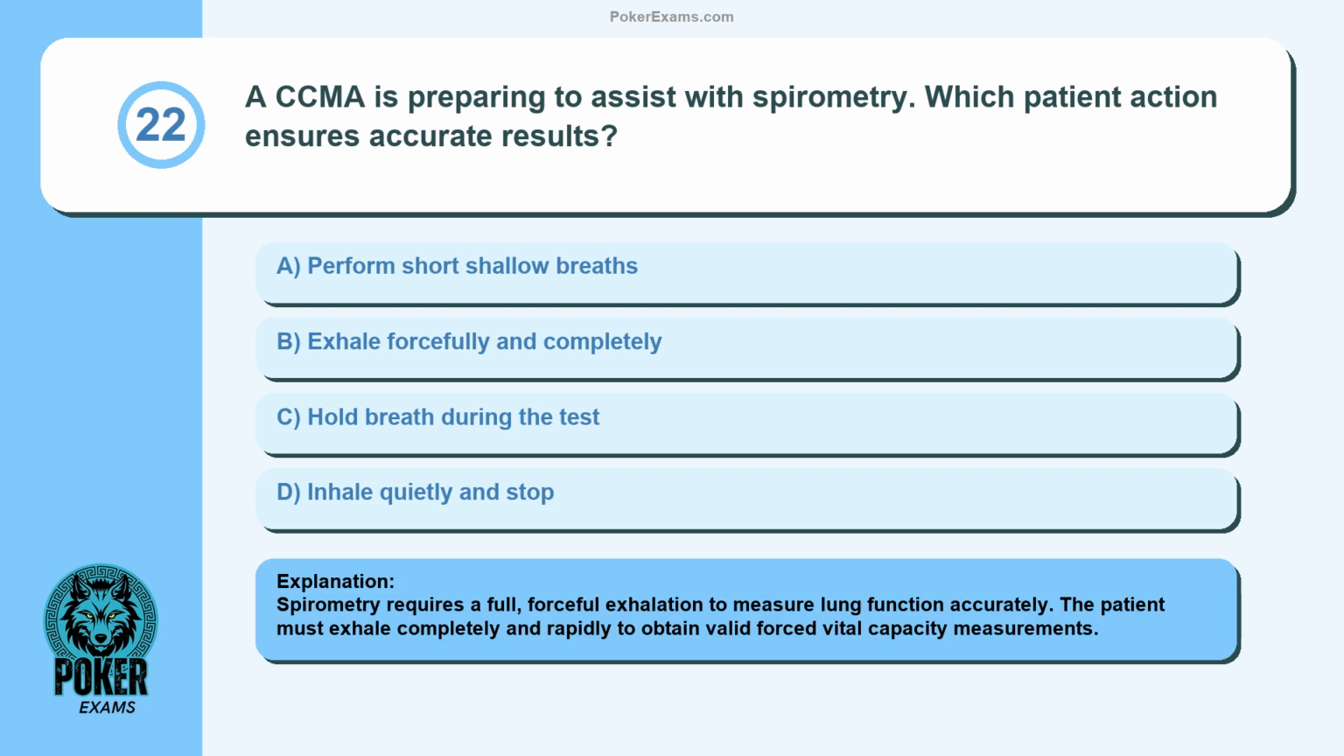Spirometry requires a full, forceful exhalation to measure lung function accurately. The patient must exhale completely and rapidly to obtain valid forced vital capacity measurements.